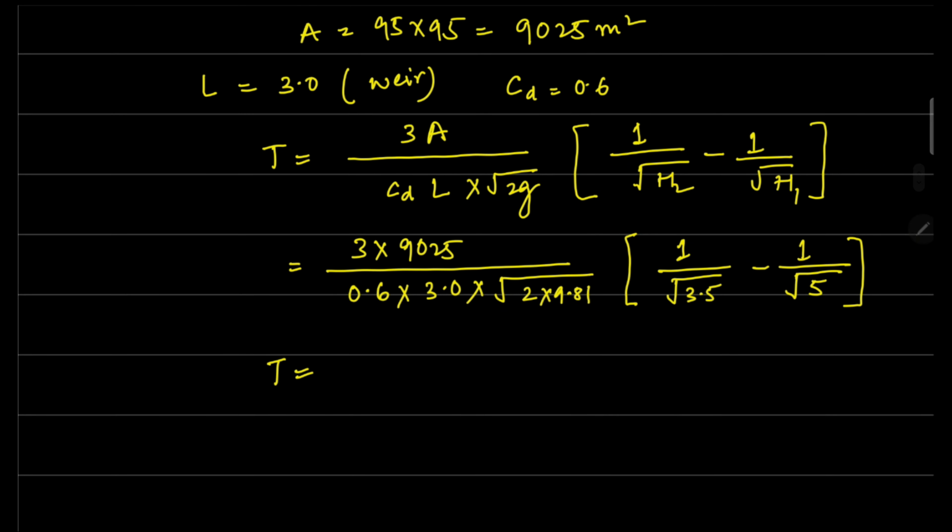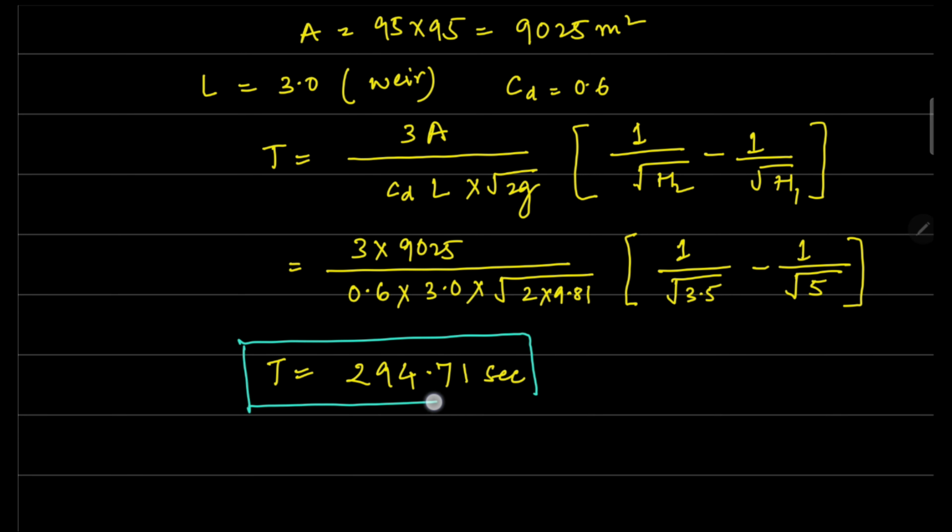So this value comes out to be, the calculation gives that this is 294.71 seconds. So that is our answer, that this much time will be required to reach the water level from a height of 5 meter to 3.5 meter using a rectangular weir of this size, and this is the CD.